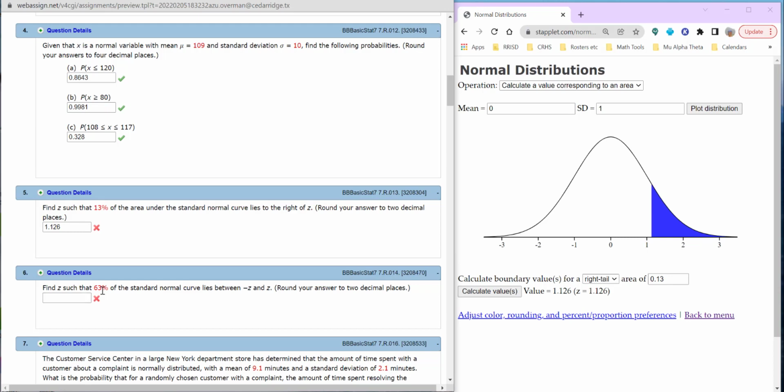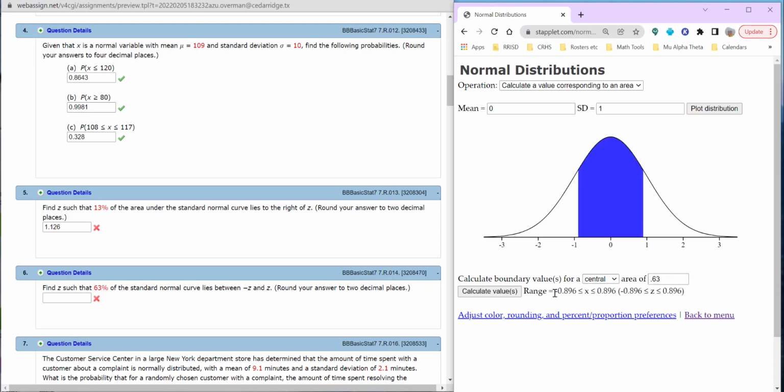Okay. Find Z such that 63% of the normal curve lies between negative Z and Z. So for that one, you want a between, a central area. So it automatically does central. And I'll change that to 0.63. Calculate values. Now you'll see it's got a negative and a positive.